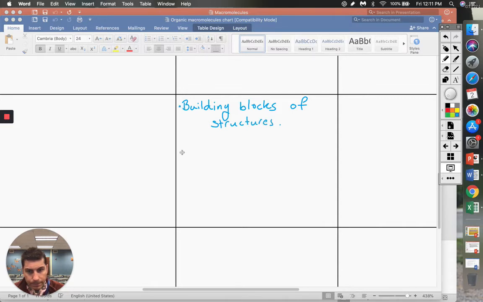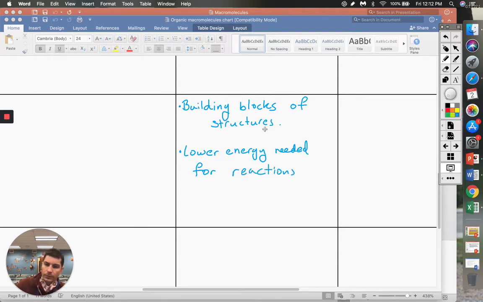Okay. They also lower the energy needed for reactions. So there is your last one for proteins, and we'll do nucleic acids, and then we will be done with this guy. So take a second, copy that down, guys.